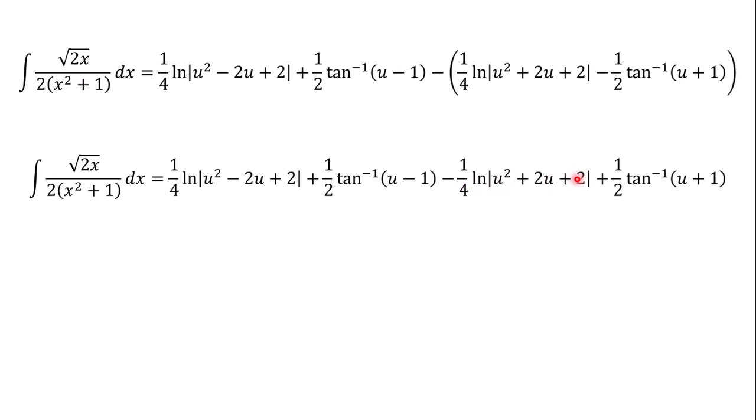This one here is negative, and then this one here is positive. So is it going to cancel out? The answer is no. Why? Because what is here is not the same thing as what is here. If what is here is the same thing as what is here, then it would cancel out.